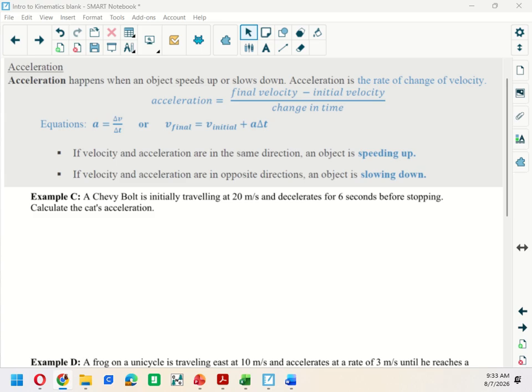Loud and clear. How'd you get 0? Stop it. If I stop, what is my velocity? 0. I'm not moving anymore, right? So my second velocity is going to be 0. So I have to read through the problem very carefully, especially to find things like that.